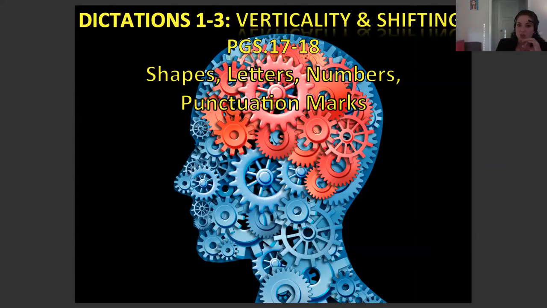The dictations that you would be looking at would be dictations 1 to 3, on pages 17 and 18. I don't want you to get scared when you do these dictations, because you're not going to hear real words and real messages at the beginning. You're going to hear things like shapes and letters and numbers. It's going to sound something like triangles are 7 and 4, and commas are big, and Florida is small, things like that. The reason I created those dictations like that is because at this point, I don't want you worried about symbols or abbreviations. I just want you concentrating on the shifting.